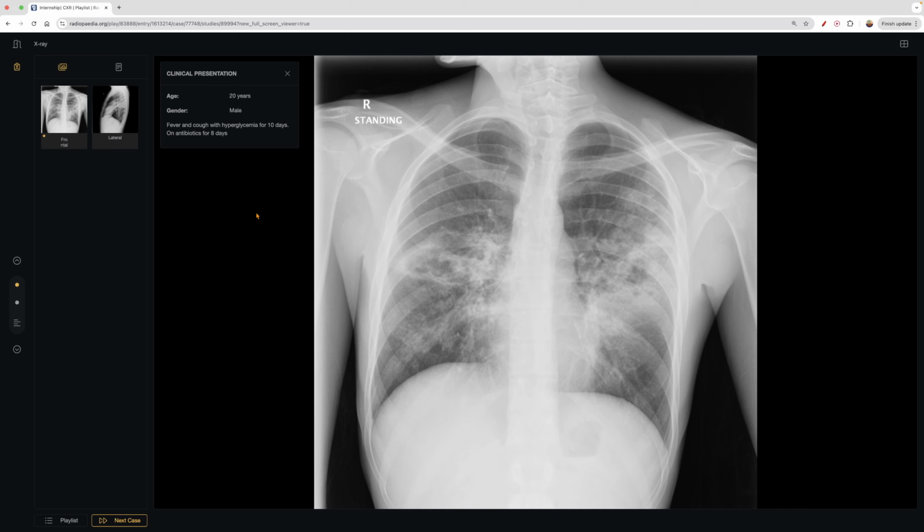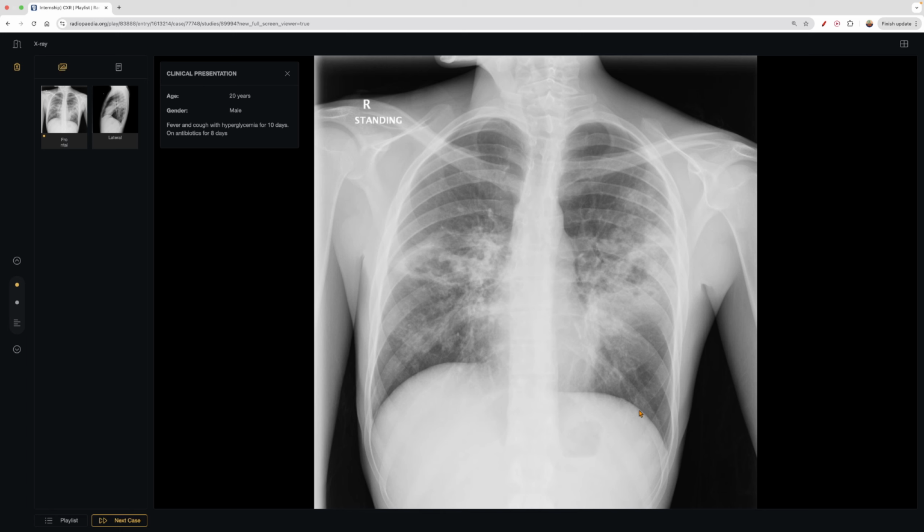Alrighty, in this case here, we have a patient, 20-year-old male, fever, cough, hyperglycemia for 10 days and on antibiotics. So let's see what we have. So going across, coming down, and we see we have some opacification. When we talked about a consolidation versus hazy opacities, it looks a little hazy, right? You can see here it's hazy. Maybe here's a little bit more consolidative, but even then you can kind of see through it. So this patient probably likely has some kind of infectious process going on here.